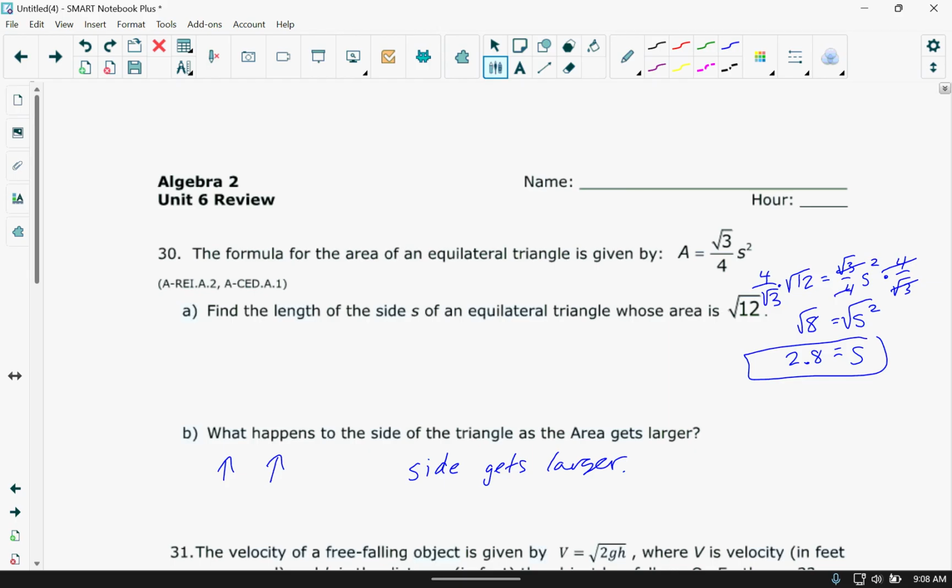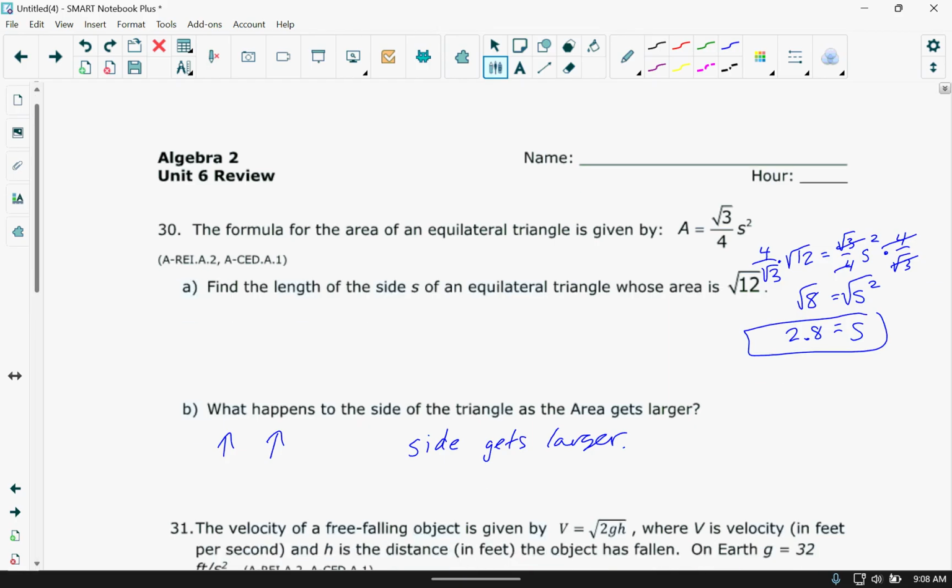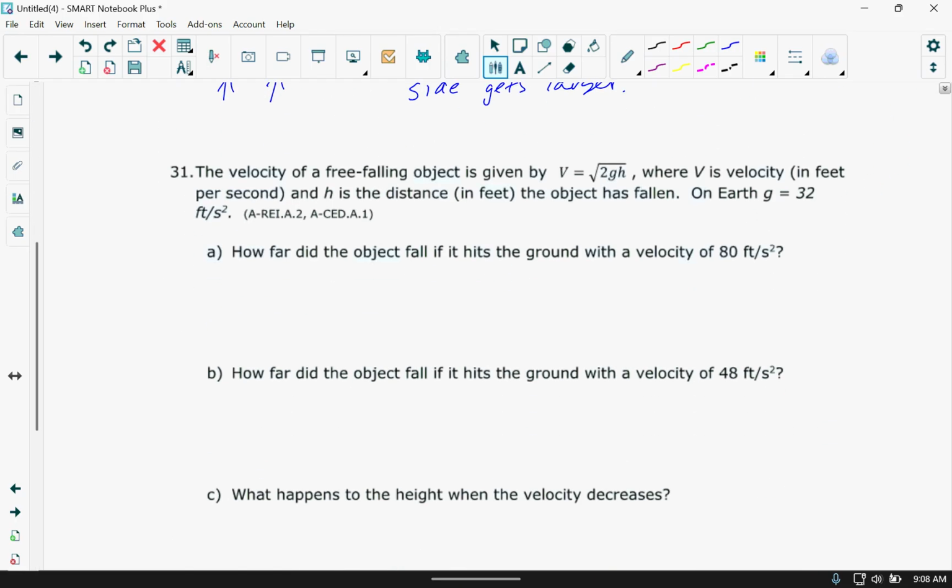Okay, next problem, very similar to the last one. The velocity of a free-falling object is given by v equals the square root of 2gh, where v is the velocity and h is the distance that the object has fallen. On Earth, g is equal to 32, so that's a big one. We're going to plug that into the problem. It says, how far did the object fall if it hits the ground with a velocity of 80? So they're telling us that v is equal to 80.